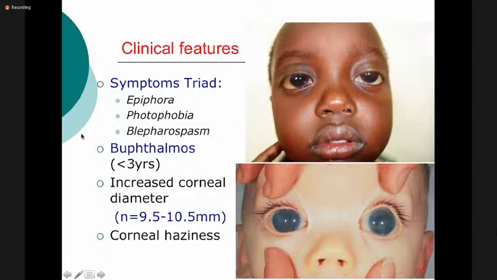So the classical symptoms that the child has: one of the things the patient's mothers will complain of is that the child has constant tearing, even when the child is not upset. When they're not crying, there's a lot of tearing, what you call epiphora. And then photophobia: when you take the child out to a place where there's light, they're not able to withstand the light. They don't want light. And also blepharospasm as a result of the irritation from the high pressures.